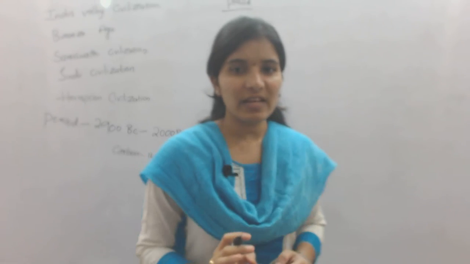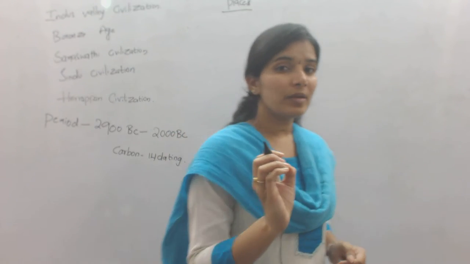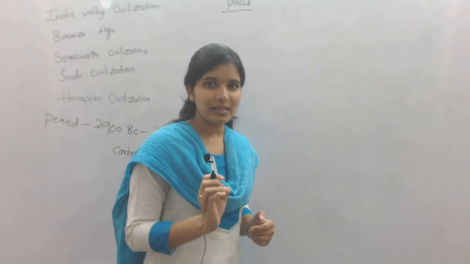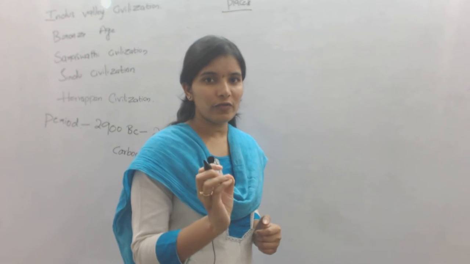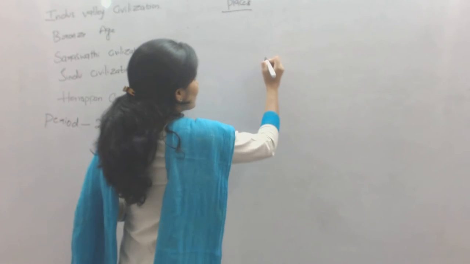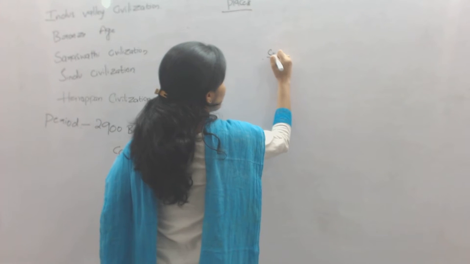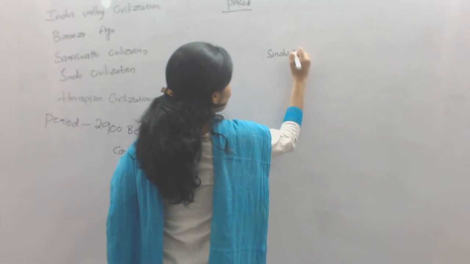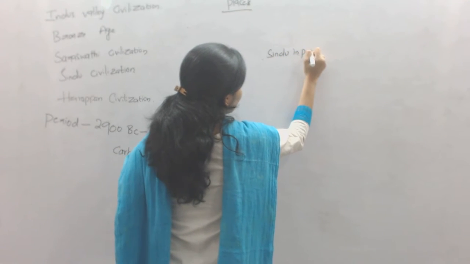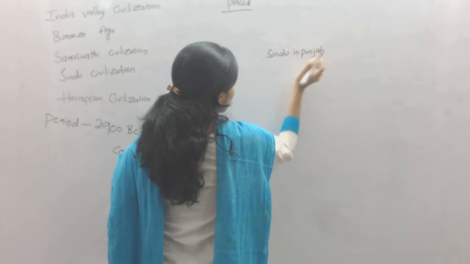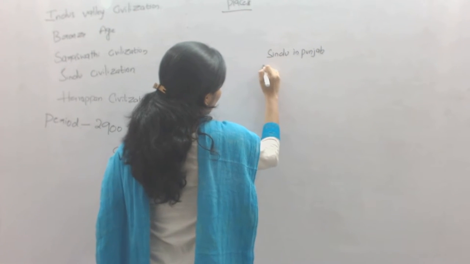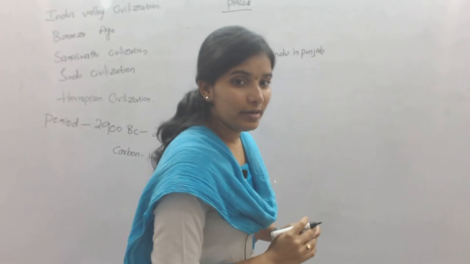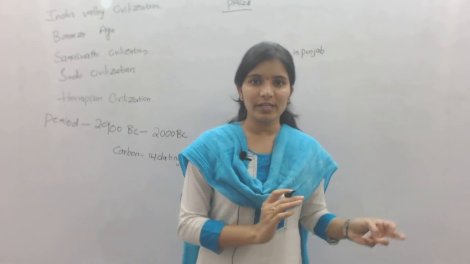The Indus Valley Civilization started in the place called Sindh. This is the middle part of the Indus Valley Civilization, Sindh in Pakistan. Sorry, in Punjab. The middle part, and it extended north to south and east to west.